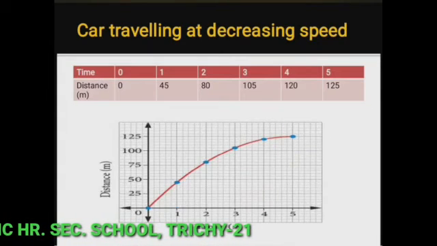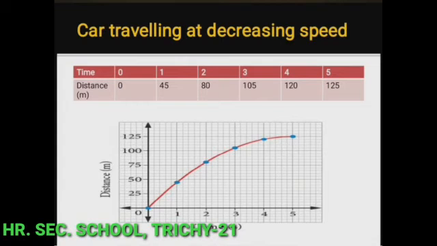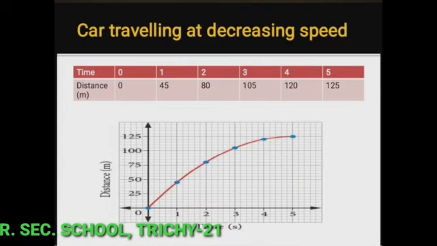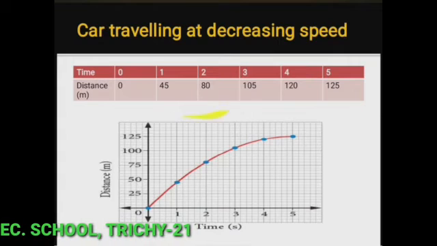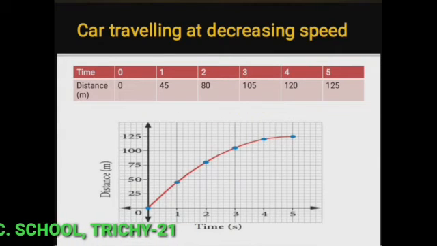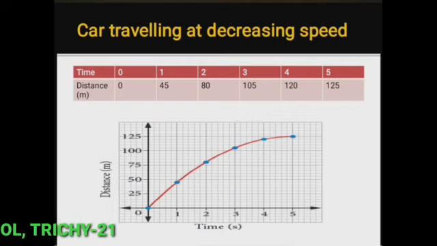Then next one, car traveling at decreasing speed. For 0 second 0, then 1 second 45, then for 2 second 80, then for 3 seconds 105, then for 4 second 120 meters, then for 5 second 125 meters. Here the graph has a decreasing gradient. It decreases. So the speed of the car decreases.